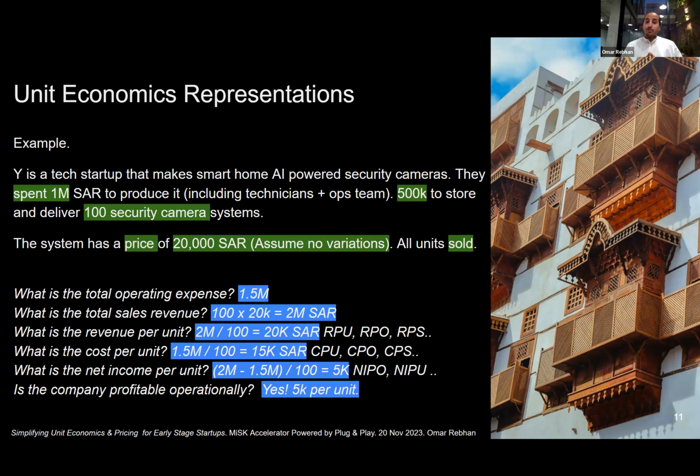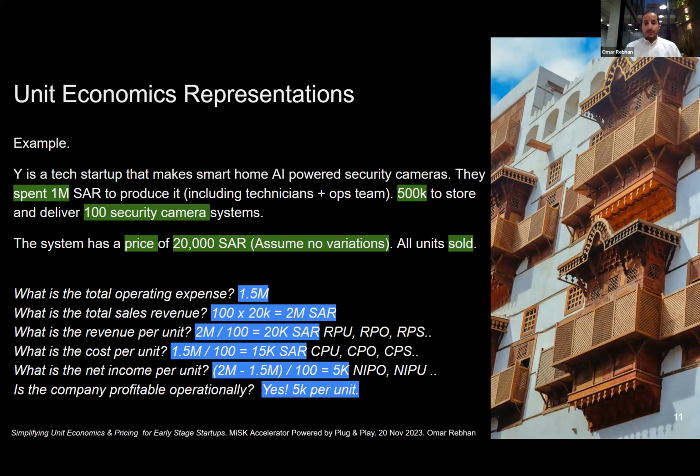So what is the cost per unit? Take your total cost and divide it by your total units, and you end up with 15,000 riyals per unit. And the net income of this operation is 5,000. So to answer the question, is the company profitable operationally? Yes. After counting everything operationally, I'm making 5,000 riyals per unit. It's very important to understand that.